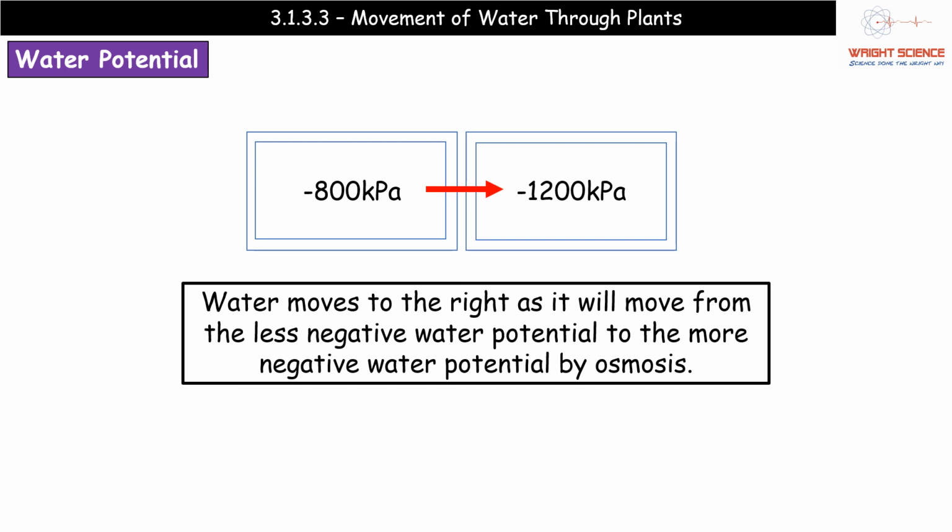Just to put that into context in terms of seeing some numbers so we can understand the direction of the movement then. What we've got here are two different cells or regions. The region on the left here has a water potential of minus 800 kilopascals, and on the right, minus 1,200 kilopascals. So remember, water is going to go from the less negative water potential to the more negative water potential through that process of osmosis. So because minus 800 is closer to 0 than minus 1,200, then water is going to be flowing from the left, the minus 800, to the right, minus 1,200.